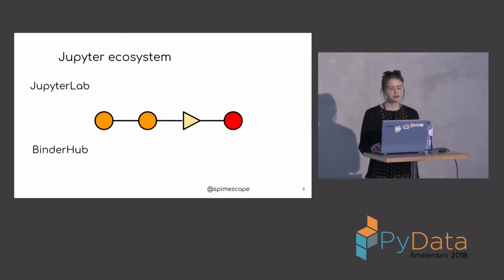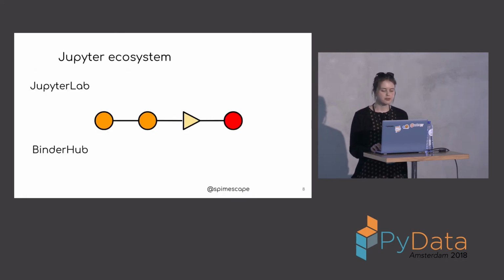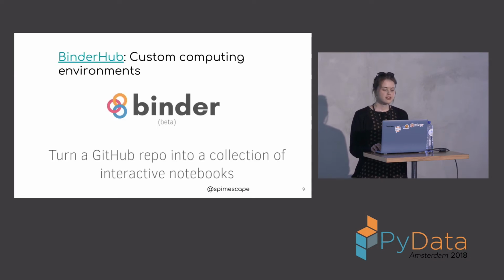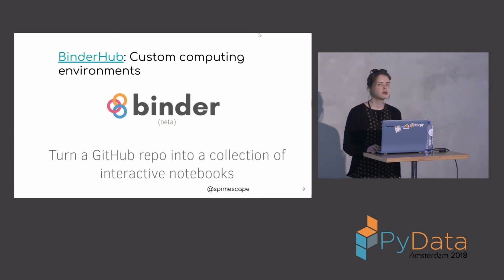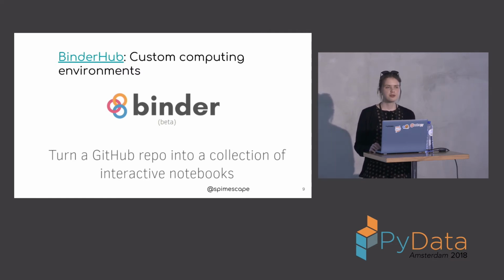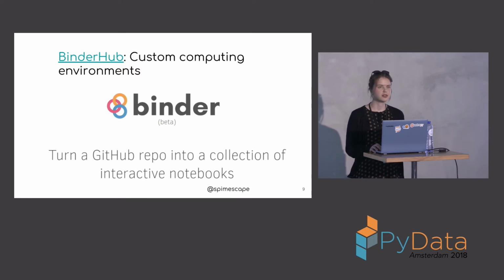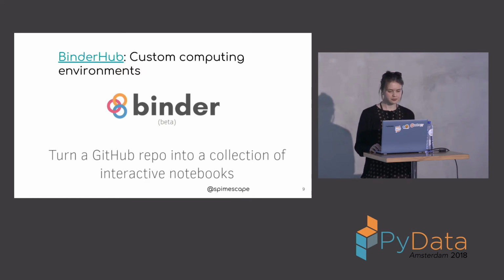And the second really cool project that's been recently deployed is BinderHub. This allows you to create custom computing environments from a GitHub repository. So if you go to mybinder.org, you can put in the URL of your GitHub repository, and it will spin up a Jupyter notebook with those dependencies installed. So it's actually really cool. If you want to share your work with someone else, you can simply point them to this URL.